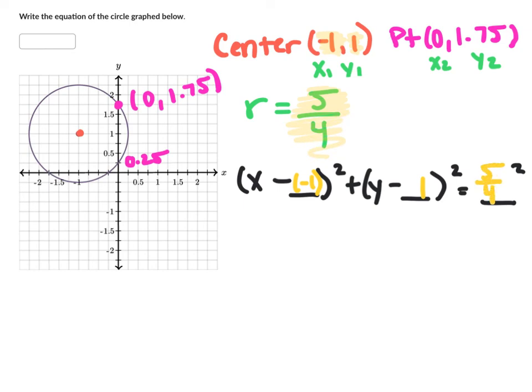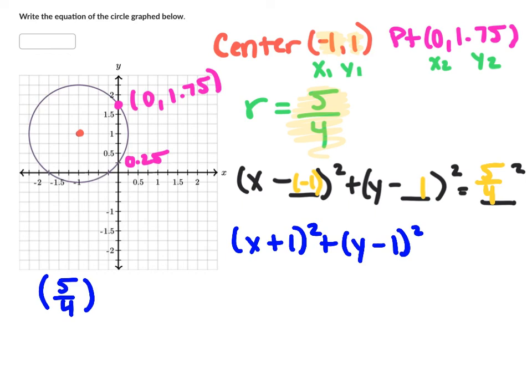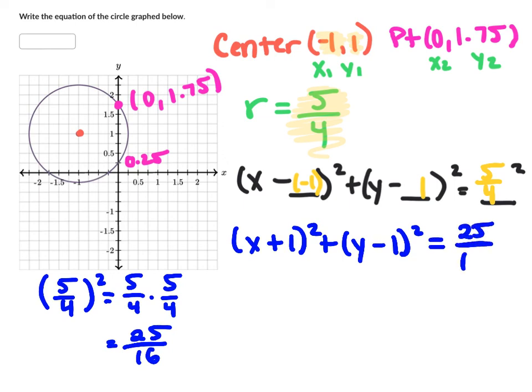So if I simplify, the x minus -1 becomes x plus 1 squared. The y minus 1 stays as y minus 1 squared. And if you want to deal with this 5 over 4 squared, you're multiplying 5 over 4 times 5 over 4, which gives you a value of 25 over 16, which doesn't simplify. So this would be equal to 25 over 16 as your final answer.